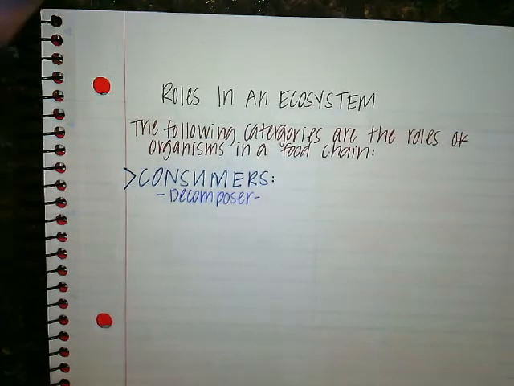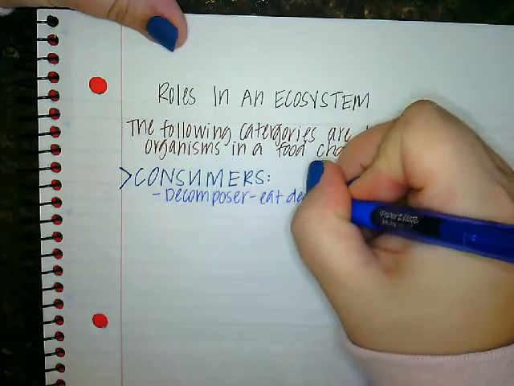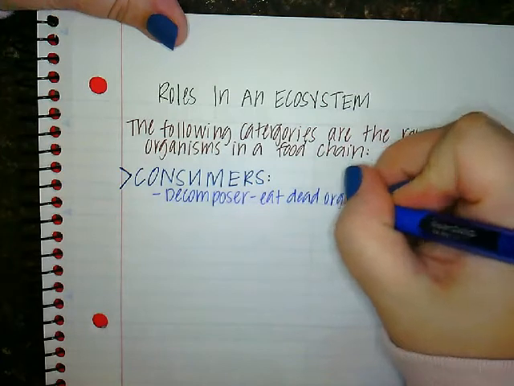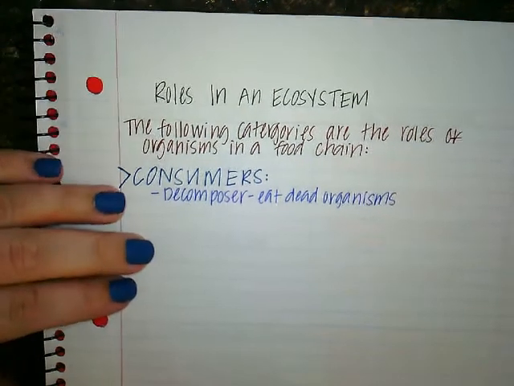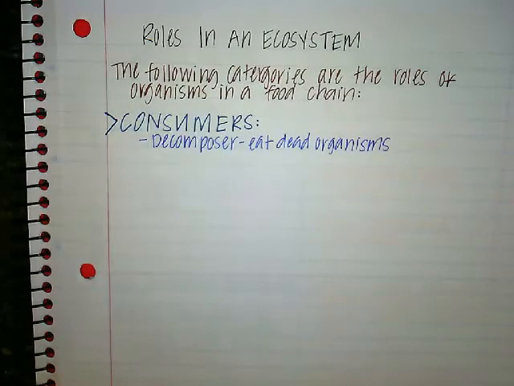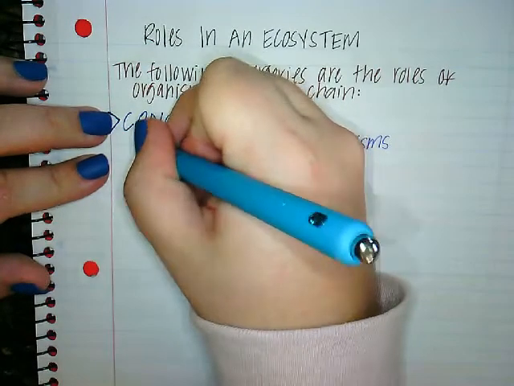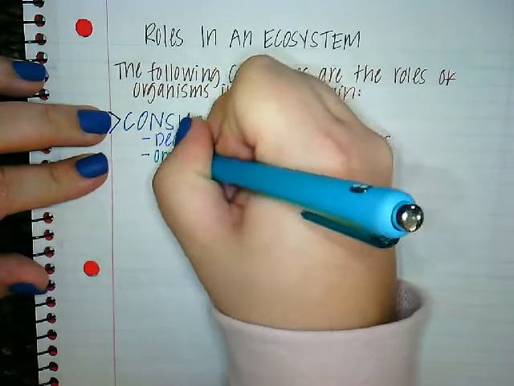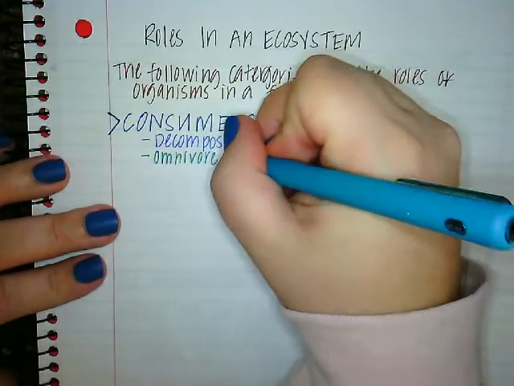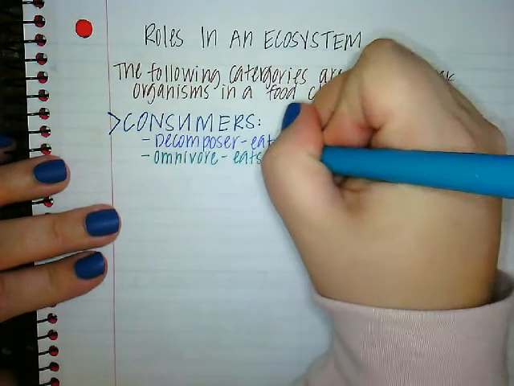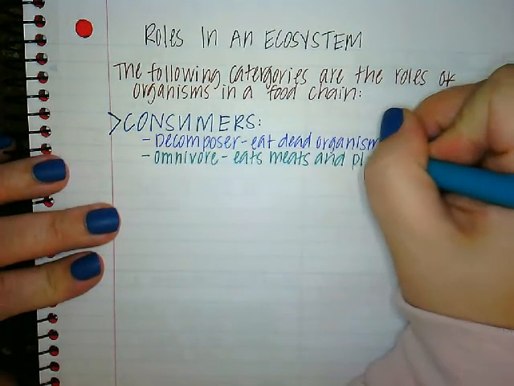A decomposer. Okay, and decomposers eat dead organisms. Pretty simple. Next up, an omnivore. An omnivore. An omnivore eats meats and plants.